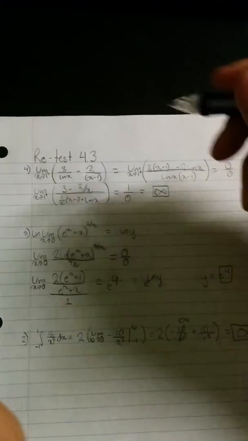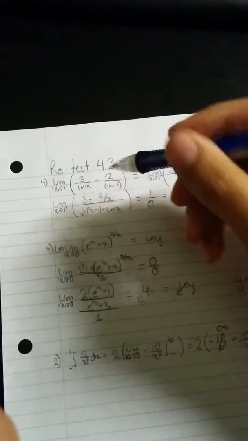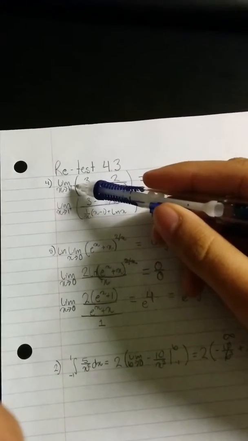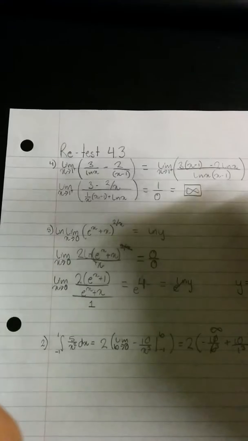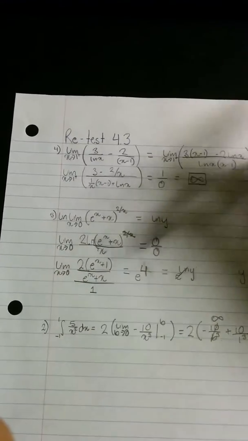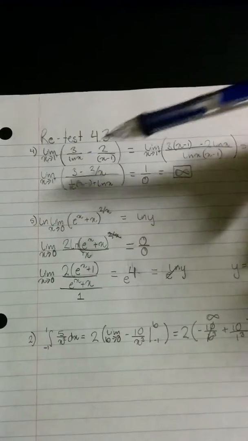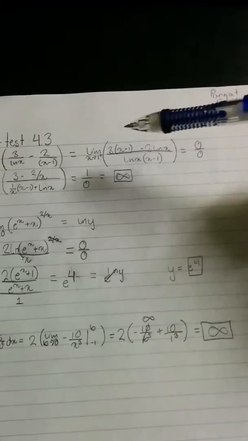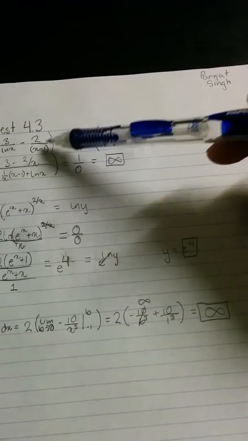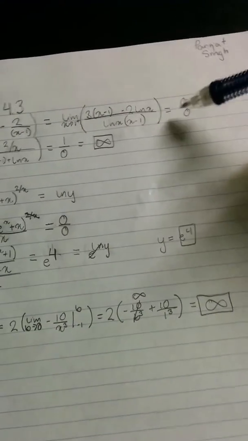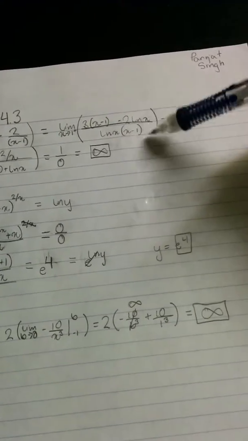Okay, we're gonna start with problem number 4, and it goes like this. It's asking the limit as x goes to 1 of this equation. So first what I did was add these fractions like that, and then I had to check if L'Hopital's worked.